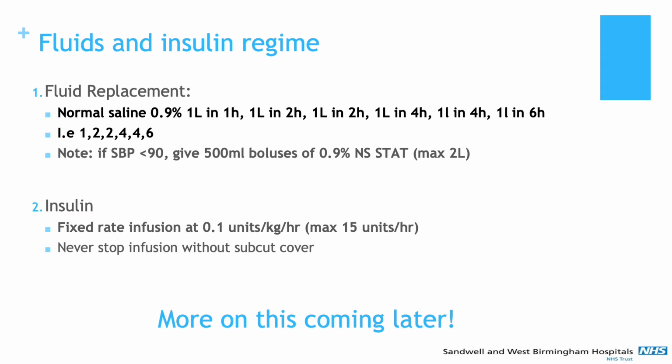For the insulin, we give a fixed rate infusion, and that's at 0.1 units per kilogram per hour, up to 5 units per hour. And we never stop the infusion without subcut cover. So even when the patient is resolved and they're back to normal, we cannot stop the infusion until they're established on their normal subcut cover.